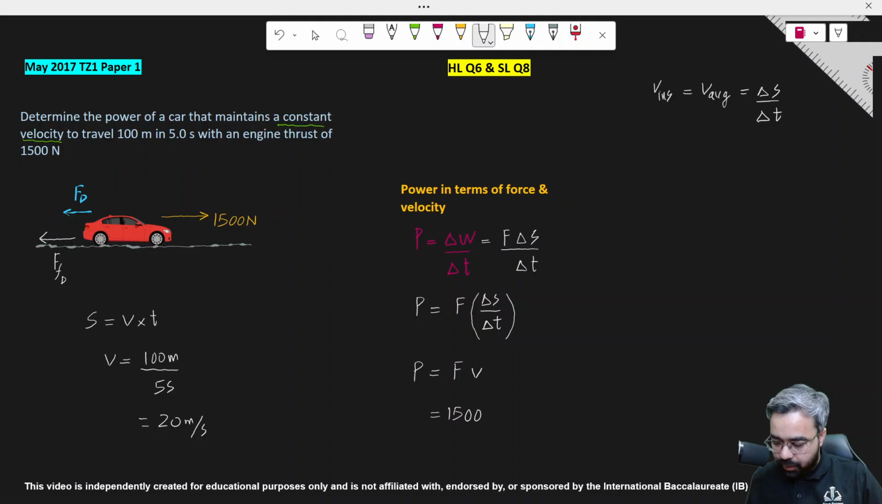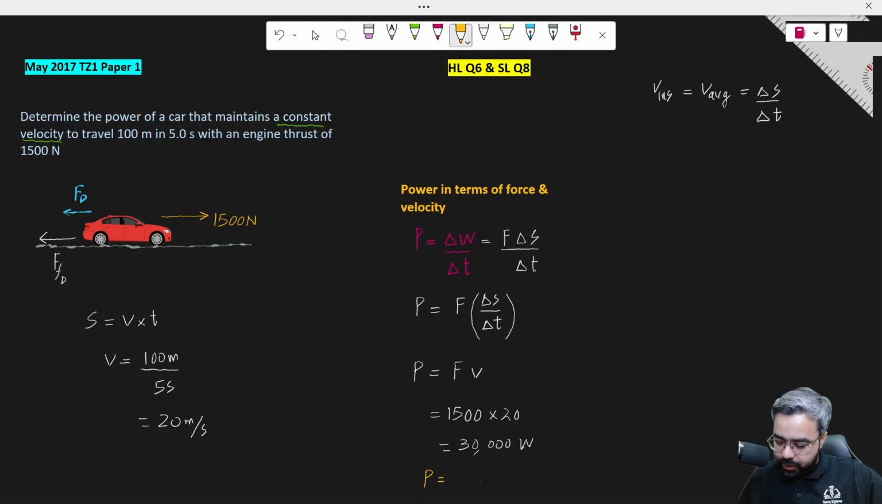1500 multiplied by 20, that will give us 30,000 watts. So we can write this as 30 kilowatts. That's why the right answer is option D. 30 kilowatts is required to maintain the constant velocity of the car.